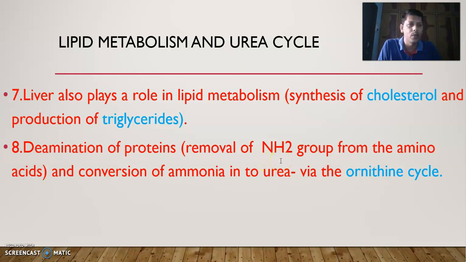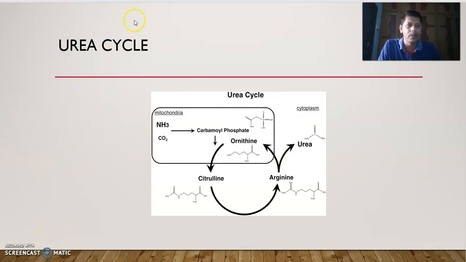To that NH2, one hydrogen is added, and therefore ammonia is formed. This ammonia is converted to urea via a cycle called the ornithine cycle. Ornithine cycle, very, very important one. It is also called the urea cycle. Generally when I say urea, the kidney may come to your mind. But urea is not formed in our kidney. Urea is just eliminated by the kidney. Urea is formed in our liver.